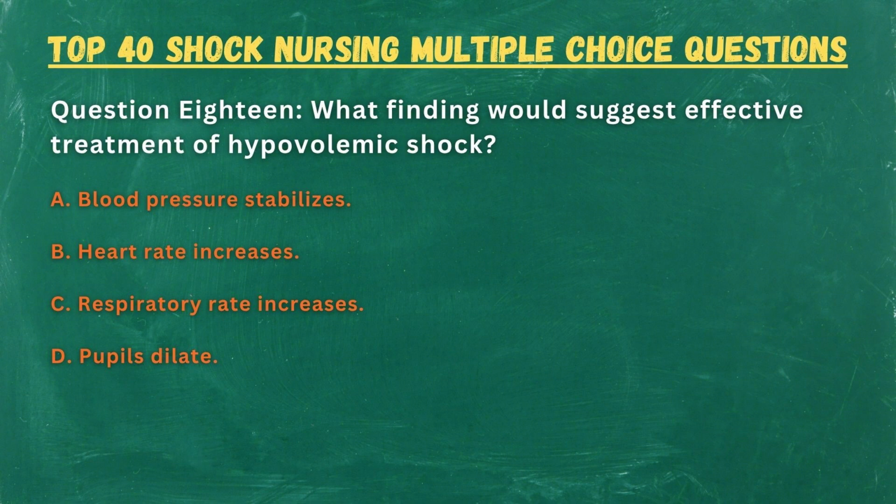Question 18. What finding would suggest effective treatment of hypovolemic shock? A. Blood pressure stabilizes. B. Heart rate increases. C. Respiratory rate increases. D. Pupils dilate. Answer: A. Blood pressure stabilizes.